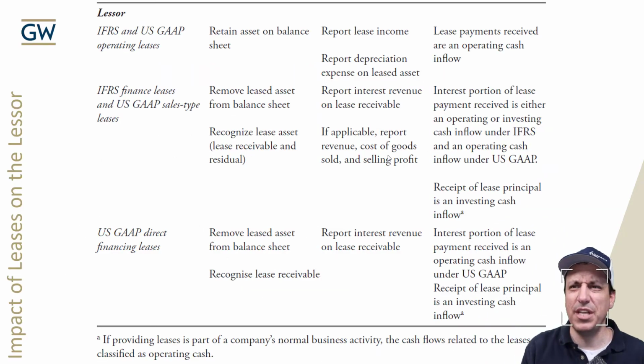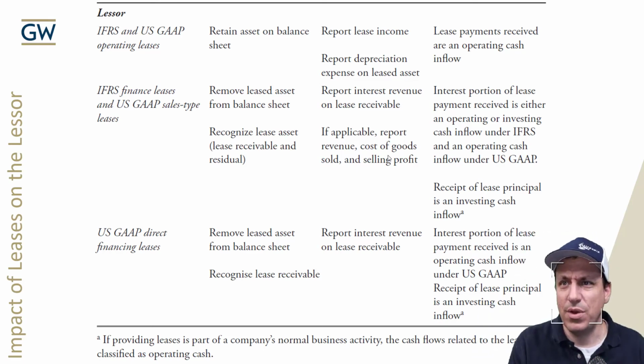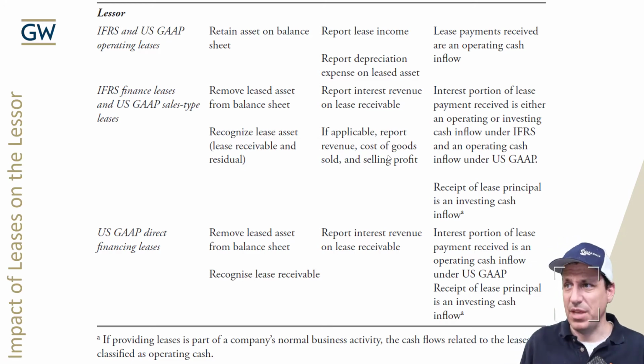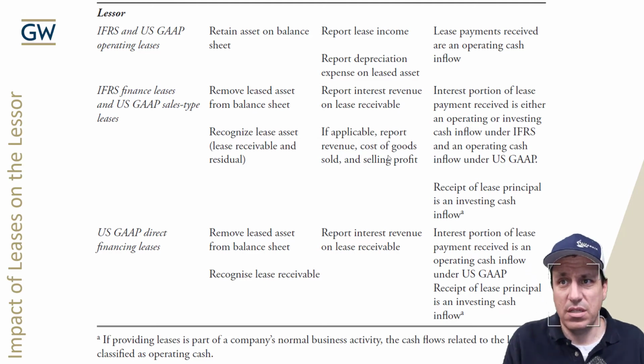And so this is a summary table to go through what actually happens for the balance sheet, income statement, and the statement of cash flows. So under IFRS and US GAAP operating leases at the top here, they retain assets on the balance sheet. They report the lease income and report depreciation expense on leased assets. So this is for operating leases.